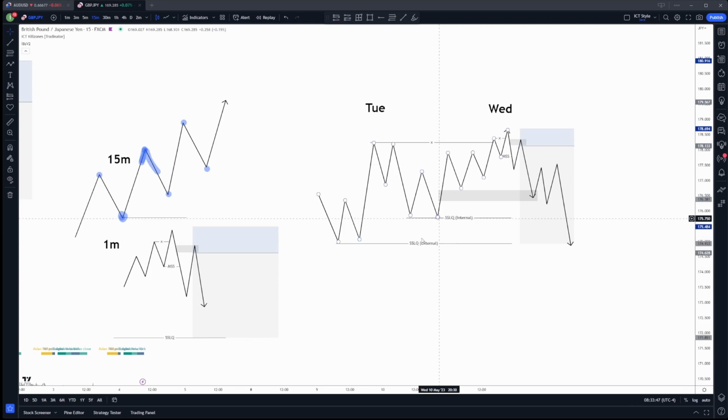And I hope you actually got some value out of this video, because it's really important that you do not just bluntly take these ICT setups anywhere, that you actually build a model and a story behind it and build a complete strategy that you can trade and build an edge with.